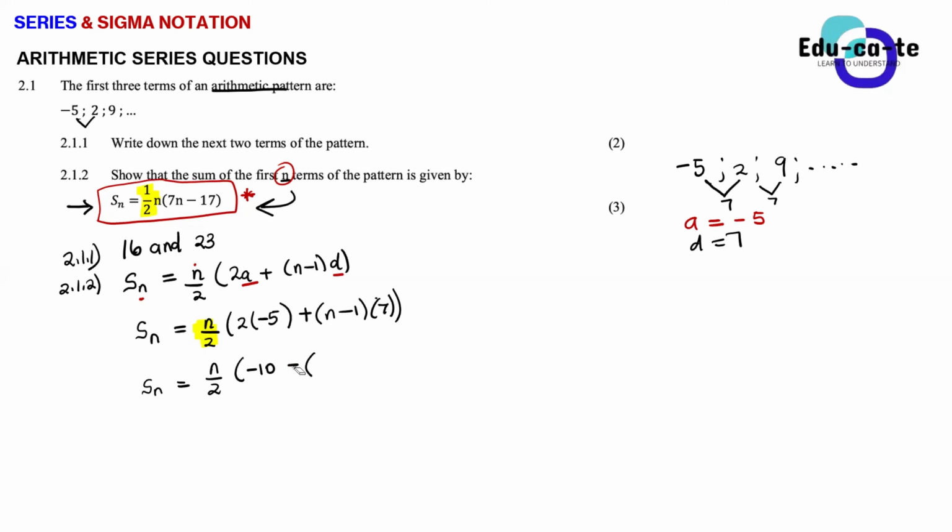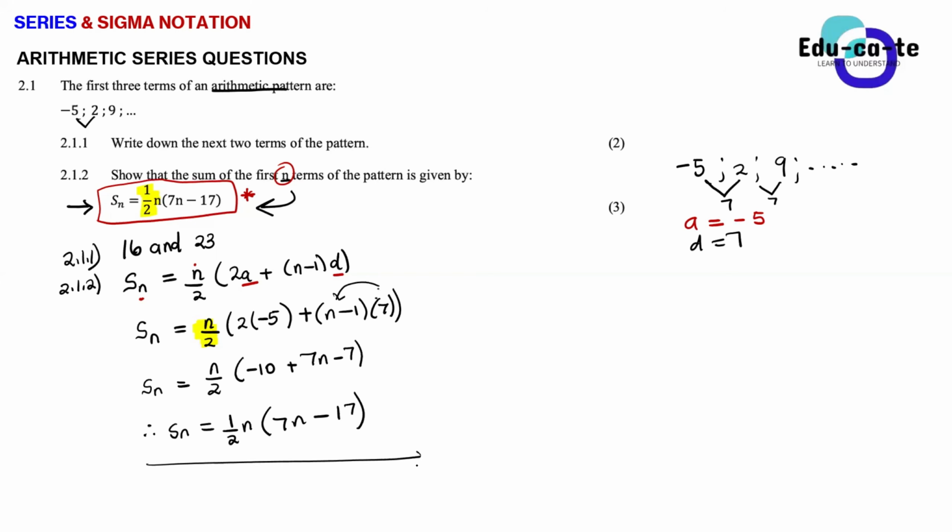Okay, if you distribute your 7, that is just going to give you what? That's gonna give you plus 7n minus 7. You just distribute this 7 into this bracket of n minus 1, and then you guys will just simplify this. Therefore, your Sn can be written as 1/2n into 7n. If you say minus 10 minus 7, you're gonna get minus 17.